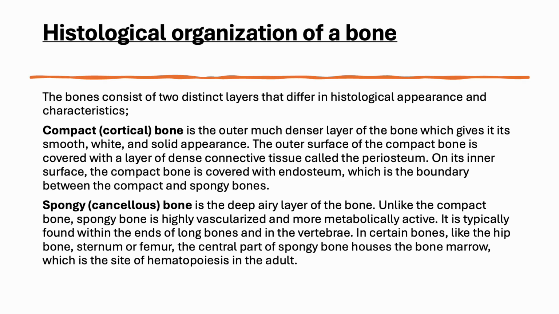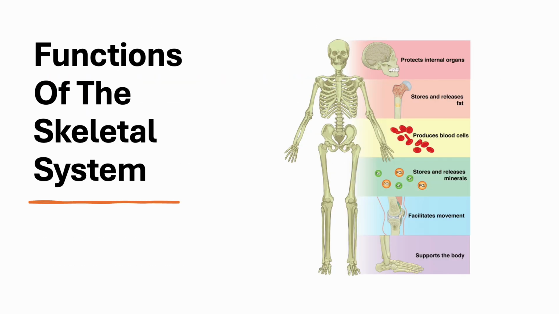In certain bones, like the hip bones, sternum, or femur, the central part of the spongy bone houses the bone marrow, which is the site for hematopoiesis in adults, which is the production of blood substances.